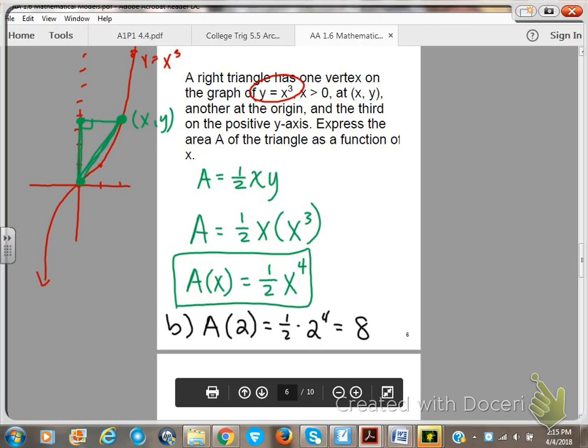For largest areas, would it be like positive 30? For the largest area, that's where you have to graph it and look for a max. But it's to the 4th. Oh, you're right. Scratch that question. That question doesn't make sense for this one. You don't have to do part C. You can scratch C.